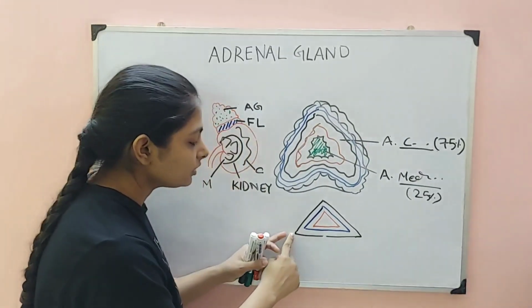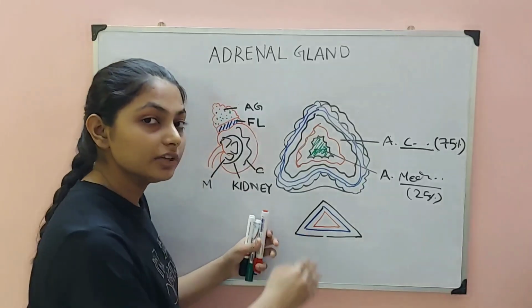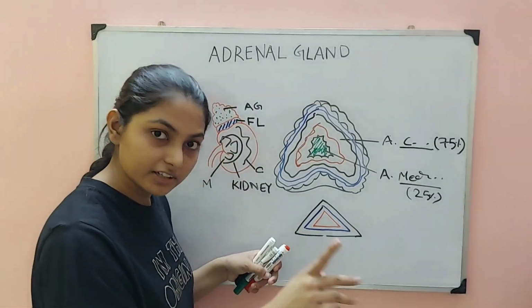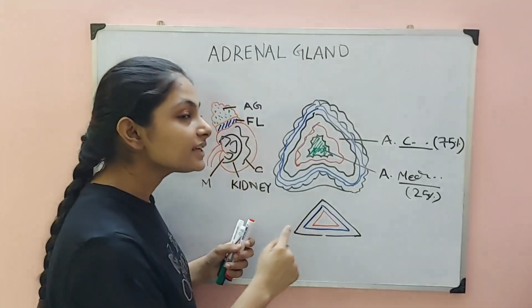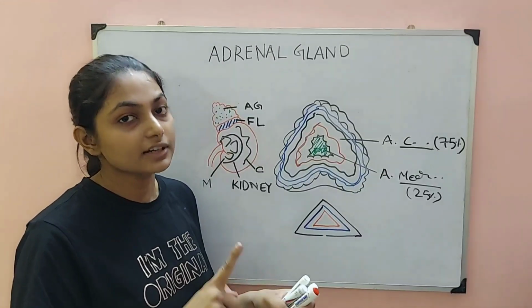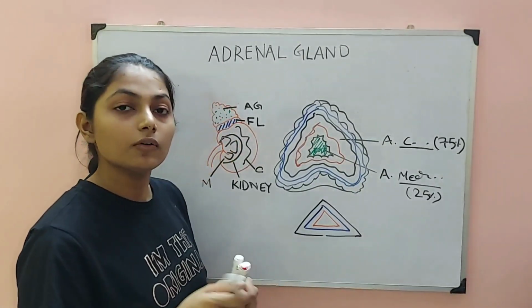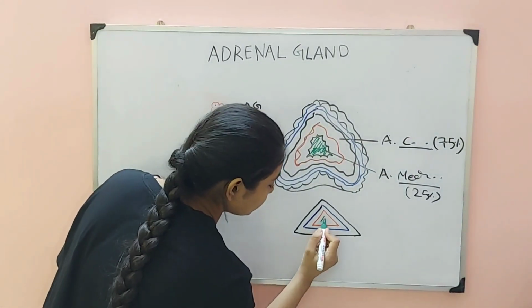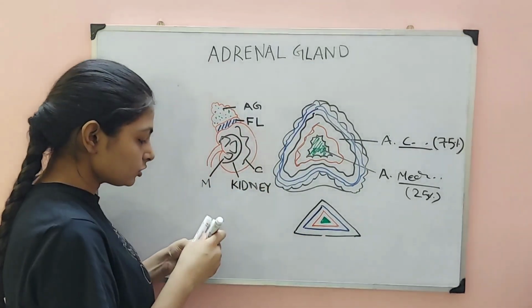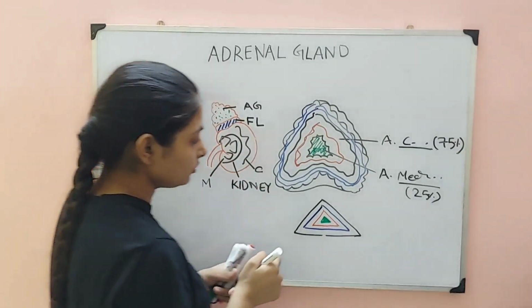The black one over here is the outer layer of the adrenal cortex. Blue here is the middle layer of adrenal cortex. Red here is the inner layer of the adrenal cortex, not of the adrenal gland. Because the innermost layer of the adrenal gland is, I'm coloring that with green, that's the adrenal medulla. So I'll start labeling it now for you.